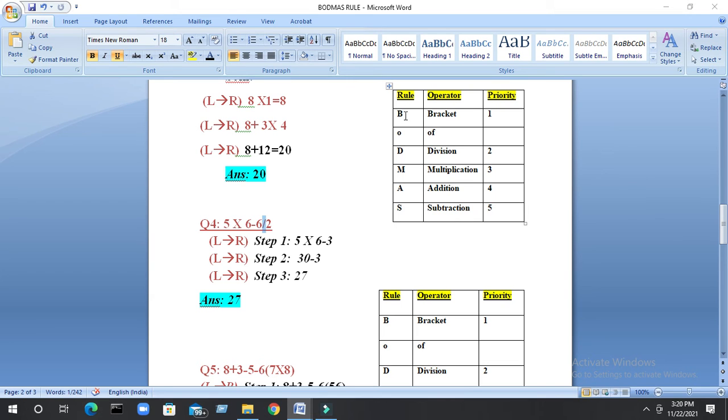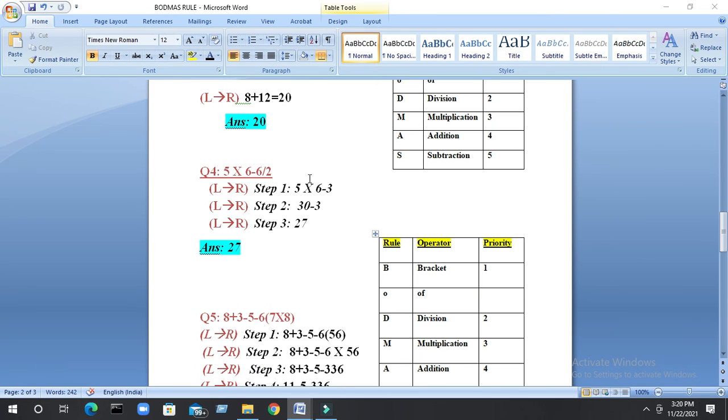Now go. Do we have a bracket? No. Then do I have division? Yes, I do have division. Where is it? 6 by 2. 6 divided by 2, and my traversal is from left to right. So step 1, write down everything. 5 into 6 minus 6 by 2 is 3. Got it? I have already done the division in the first step before even writing down the first step. So I have put the answer here.